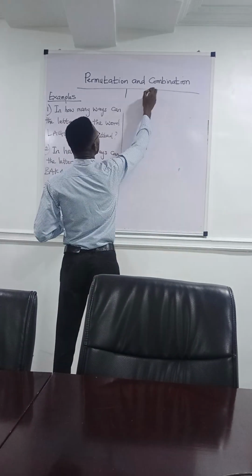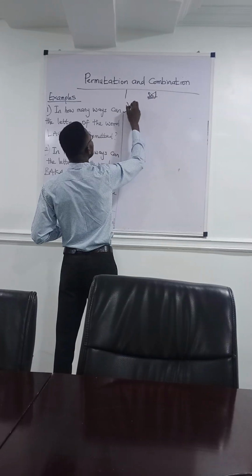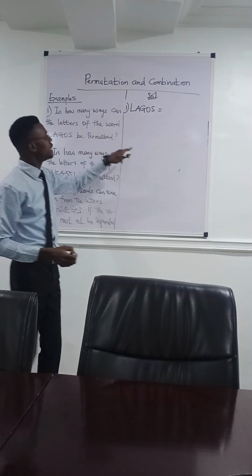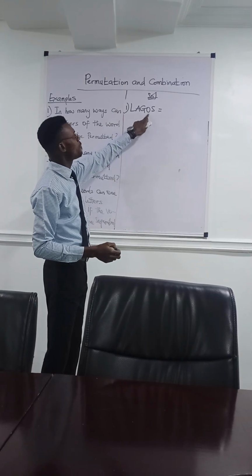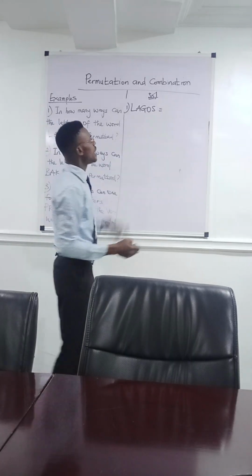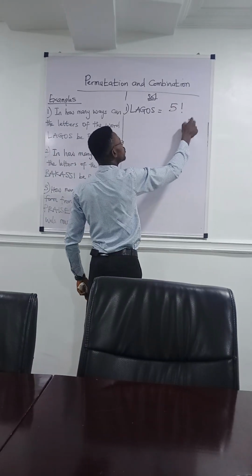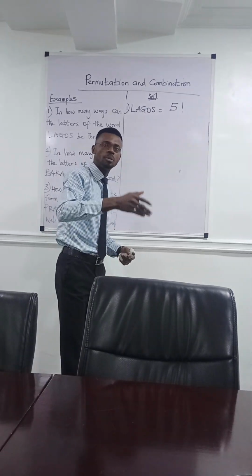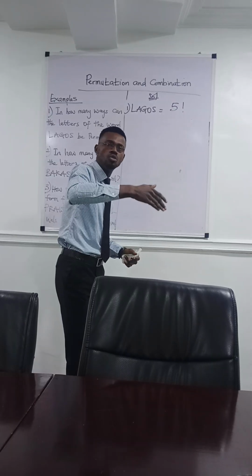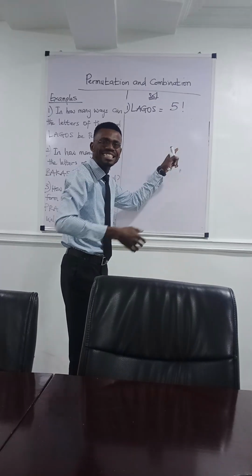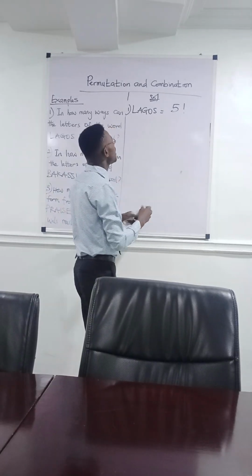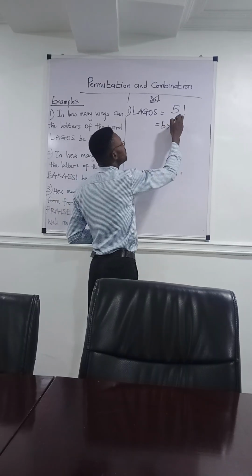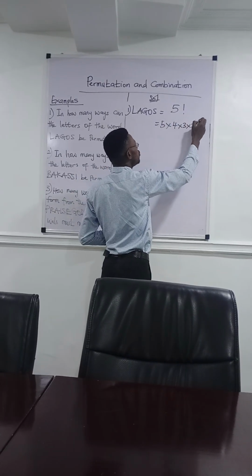So to solve question 1, the number of ways the letters of the word Lagos can be permuted equals what? 1, 2, 3, 4, 5. So we have 5 letters in total, so it equals 5 factorial. Now remember this word, I explained it yesterday. Factorial simply means you start multiplying from that number and then multiply with lower whole numbers less than that number until you get to 1. So we start multiplying from 5 by whole numbers less than 5 until we get to 1. That's 5 times 4 times 3 times 2 times 1.